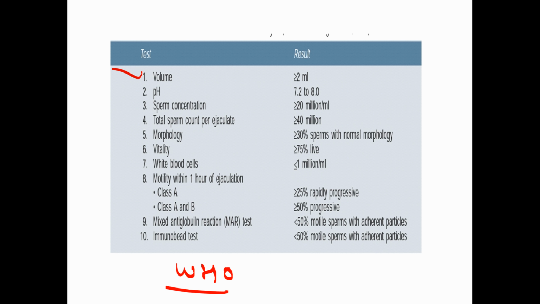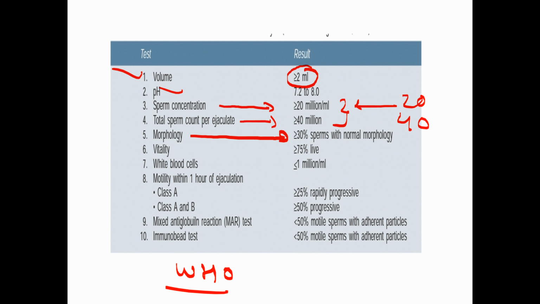This is the ideal WHO criteria for semen. Volume is more than 2 ml, pH is 7 to 8, sperm concentration per ml, and total sperm concentration. These are two different things. The ideal is 20 million per ml, so 2 ml contains 40 million total. Now come to the morphology.